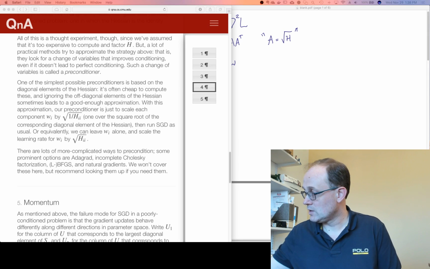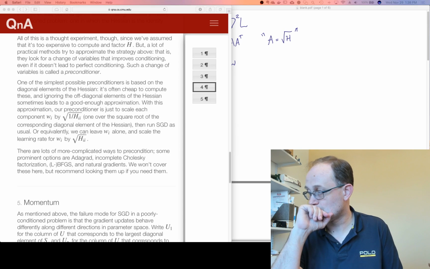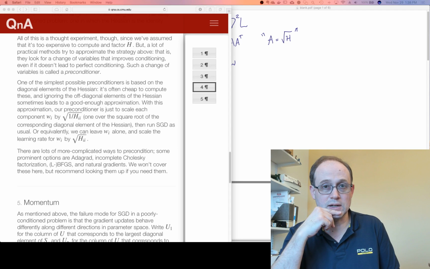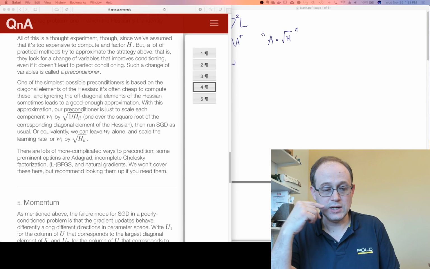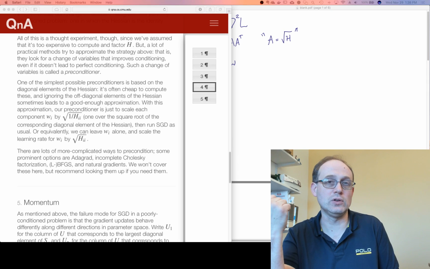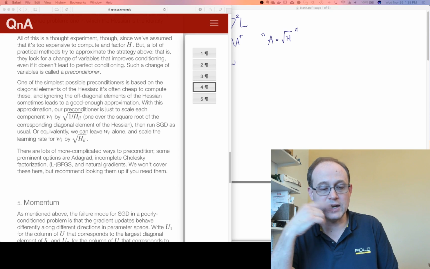All right, so there are tons of other ways to do preconditioning. Some that you might have heard of are Adagrad, incomplete Cholesky factorization, BFGS, which is short for Broyden, Fletcher, Goldfarb, and Shanno, and natural gradients.